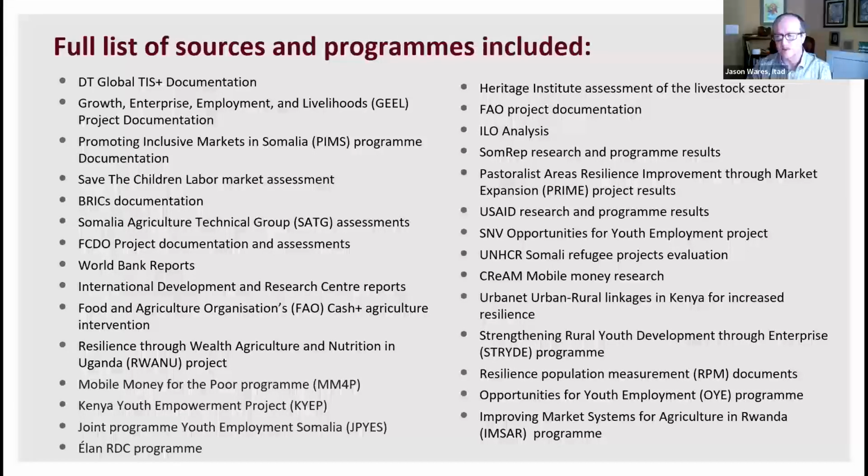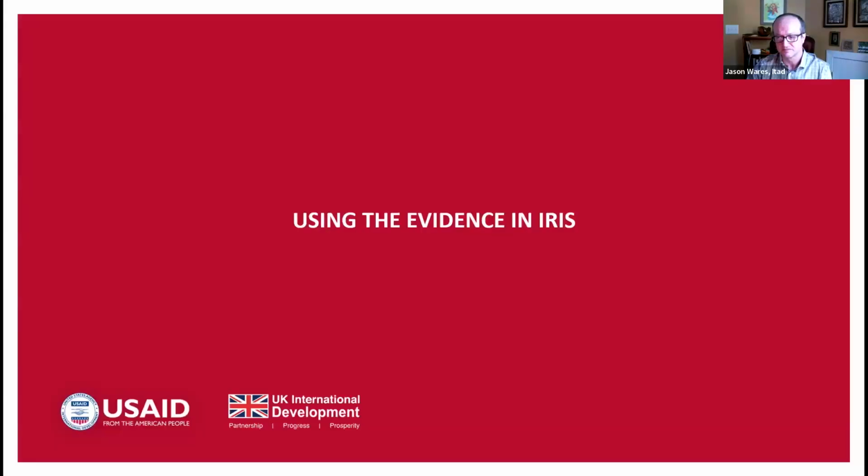These case studies were two examples of ways that we use projects and research innovation to inform IRiS's design. Here's a partial list of other sources that we reviewed, matching these projects' accomplishments and strategies and data to help inform IRiS. Silas, now on to you to talk a bit about how the evidence was used in IRiS.